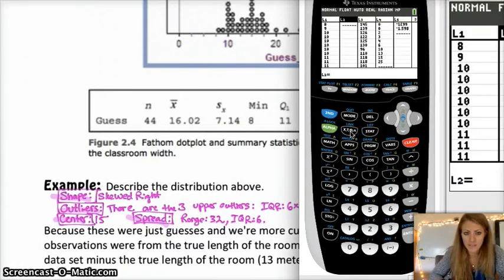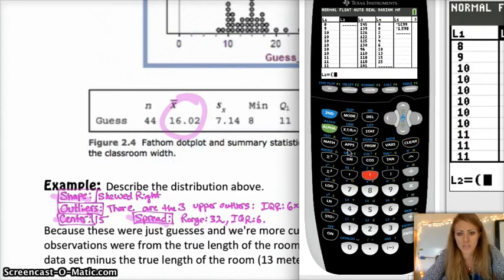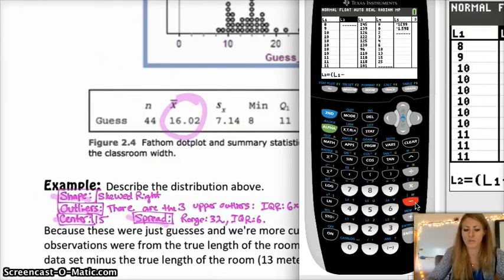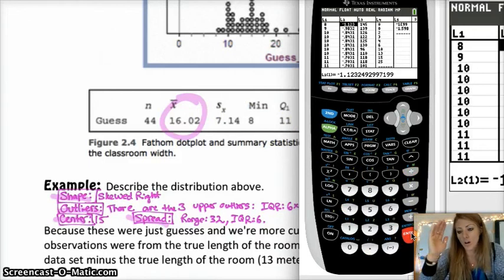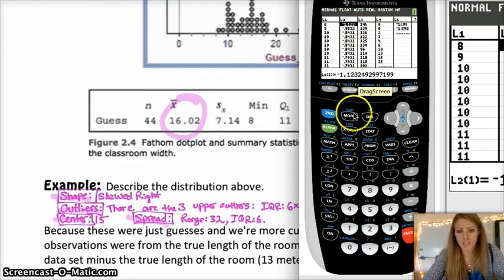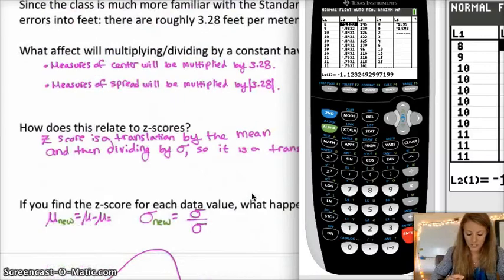In our calculator, note that you don't actually have to calculate it. We take our value from list 1, we subtract the mean, which is 16.02, and then we divide by the standard deviation, which is 7.14, and hit enter, and then it should fill the entire list 2 with all of your z-scores. So 8 is negative 1.123 standard deviations below the mean.